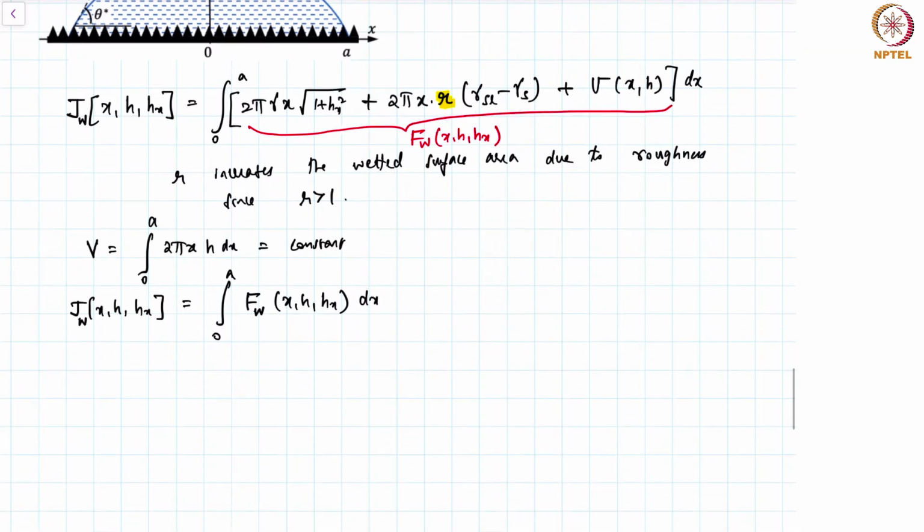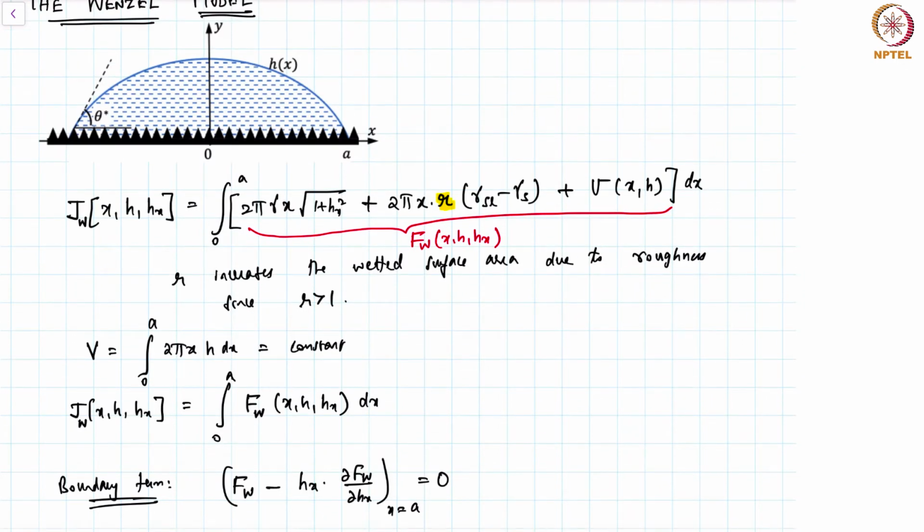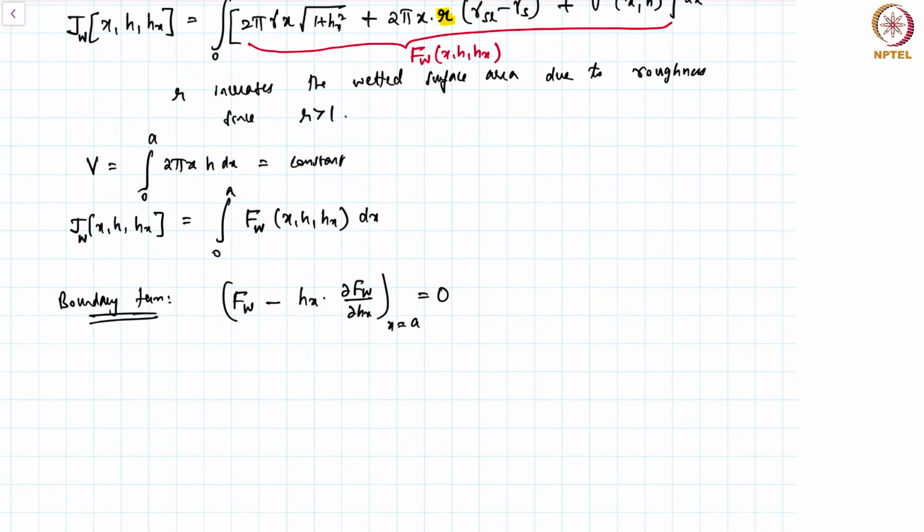We'll follow the same analysis that we have here. The boundary term essentially gives me fw minus hx times del fw by del hx evaluated at x equal to a. Note that the droplet, from the top view, still looks like a circle of radius a. If we apply this, the only difference that we now get is this extra r term that we have to carry forward. But let me quickly do this.